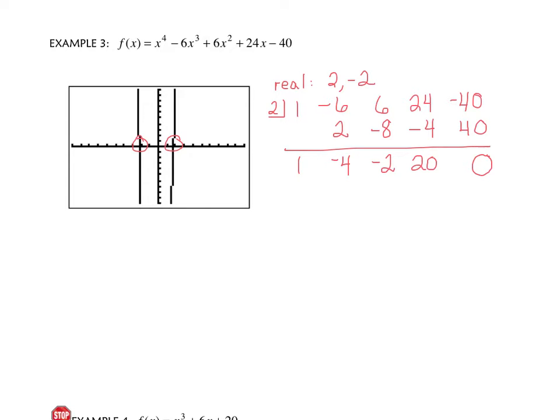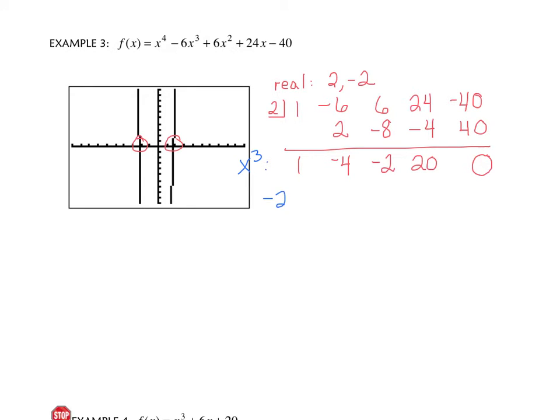Now, because the polynomial that I started with was an x to the fourth, if I was to rewrite this one, I would have x to the third minus 4x squared minus 2x plus 20. Remember, I have to keep doing synthetic until I end up with the x to the second. So this still, if you think about it, is still an x to the third polynomial. I have to make it x to the second, and the way I do that is I do synthetic again, but I do it with the next 0.